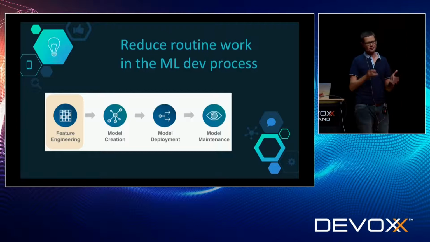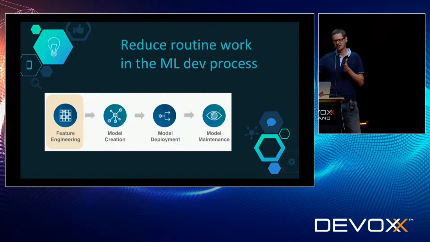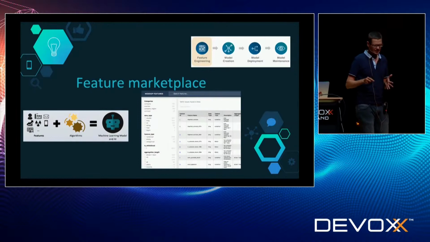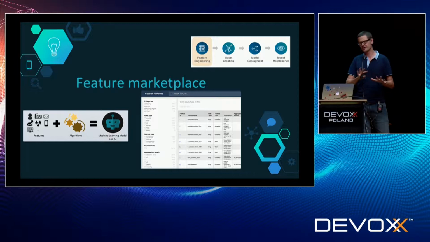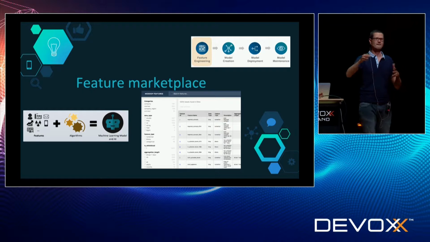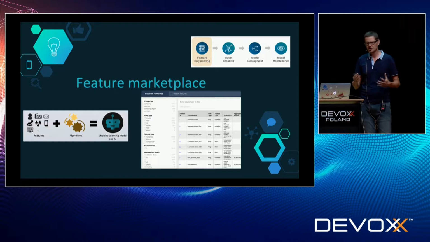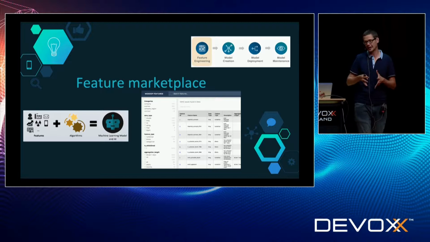With all those activities in the life cycle of the machine learning model, feature engineering comes first. Let me talk more about it. For those of you who don't know machine learning very well, features are inputs to your models. If you think about the model as a function, features would be the inputs to that function. And feature engineering is important because it takes a significant amount of time when engineers work on models.